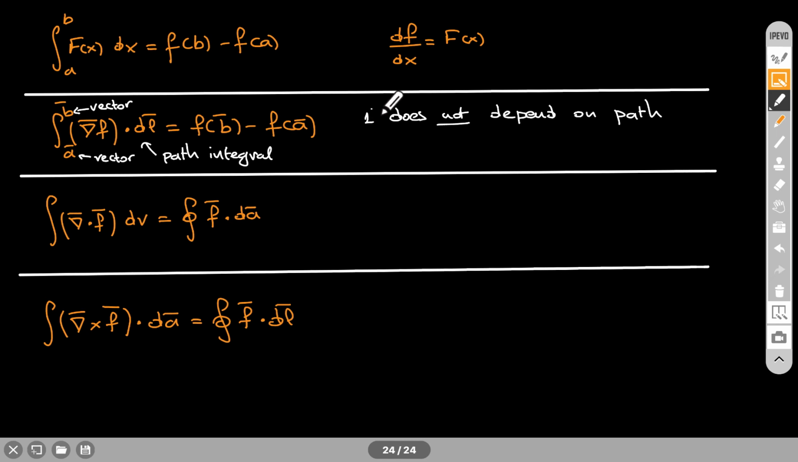That was one. And also, because this is a path integral, if you start at point a, follow the path, and come back to the same point a, then you'll end up with the value of f at a minus the value of f at a. You will get 0. So if you calculate the path integral of the gradient of the function, and you start from a point and end up at the same point, you will get 0. So if you go around a circle or around any closed path, you will get 0.